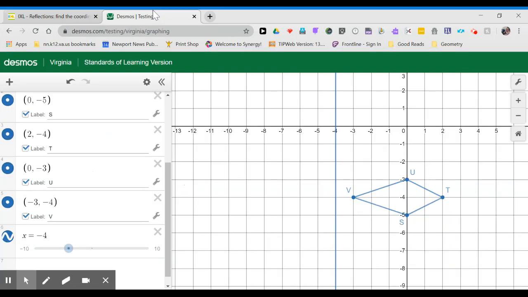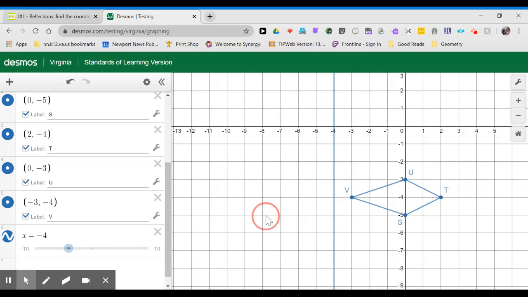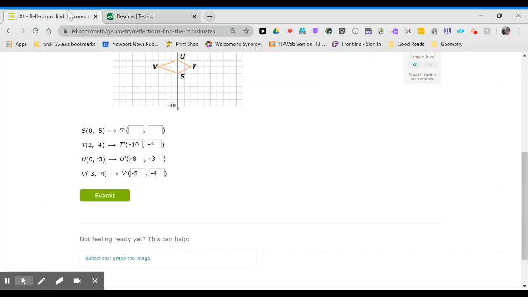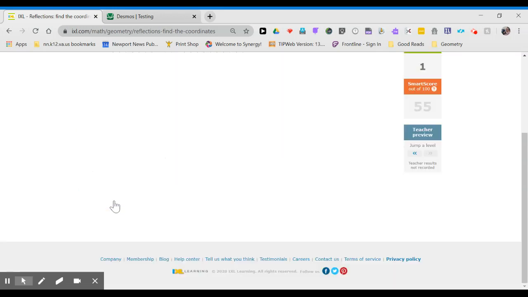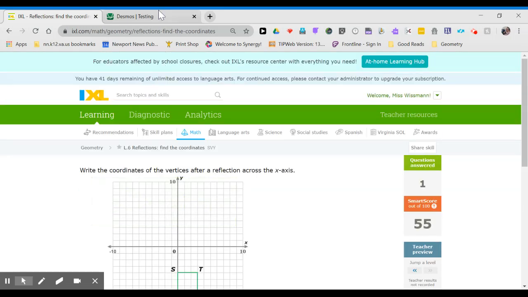All right, one more. S. So let's count S. 1, 2, 3, 4. 1, 2, 3, 4. So it should end up right here at -8, -5. And that is how I would use Desmos to figure out where the coordinates are reflected to.